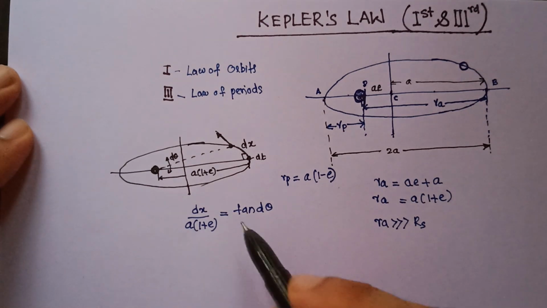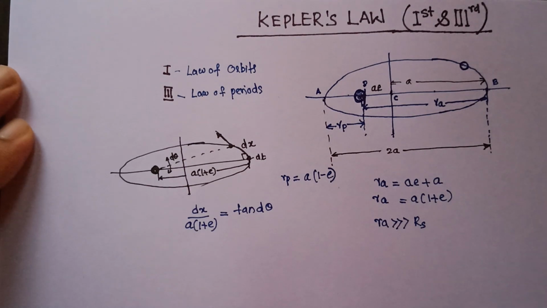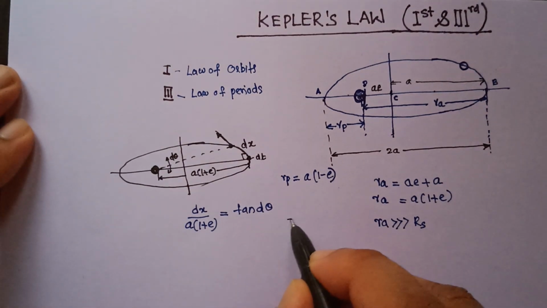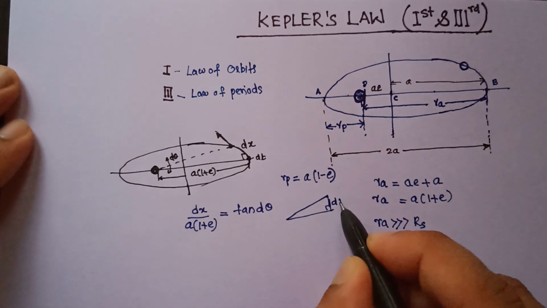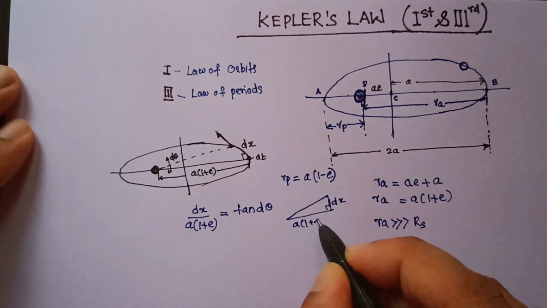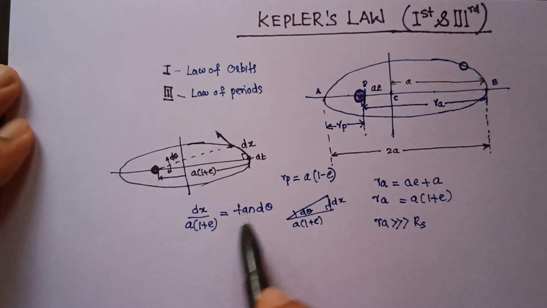Fine, perfectly all right. If it is cot theta also, it's okay. You take the trigonometric functions accordingly. Now, if you are still having a geometrical confusion, you can do it like this also. This is dx, this is a into 1 plus e. So basically you go with dx by a into 1 plus e. If this is d theta, then probably you'll end up with this equation.